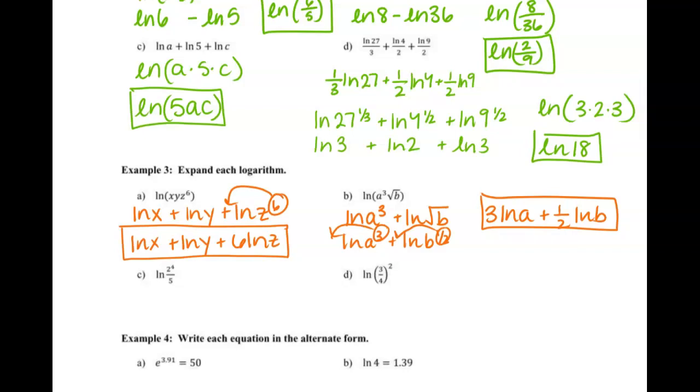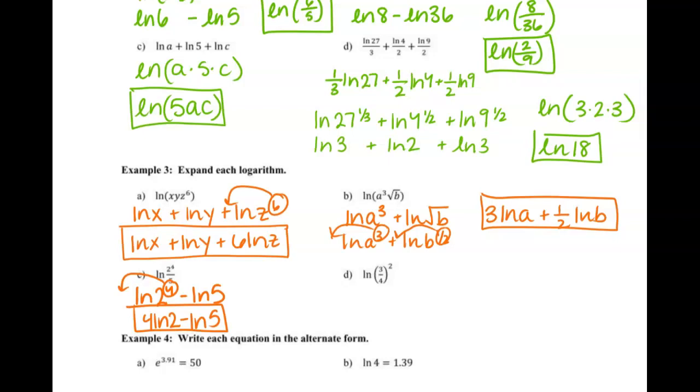For part C, now we have division. So division will turn into subtraction when we expand. Natural log of 2 to the 4th minus natural log of 5. If you wanted to, you could say, okay, 2 to the 4th is 16 and make that natural log of 16. That's just as correct as what I'm going to do, which is move the exponent out front and make this 4 natural log of 2 minus natural log of 5. Again, if you put natural log of 16 in your calculator, that's the same as 4 natural log of 2, so you're good either way.